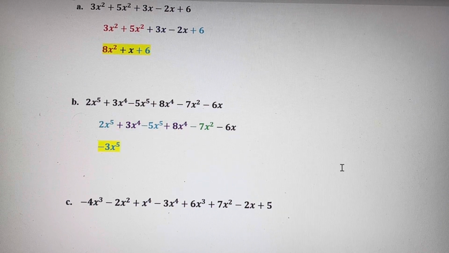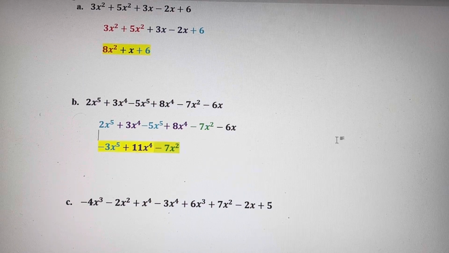Now I'm going to go to purple. 3x to the 4th and 8x to the 4th is 11x to the 4th. There's only one green term. There's only one x squared term, so bring it down. Nothing changes. There's only one x term, so I bring that down. And that's my answer.